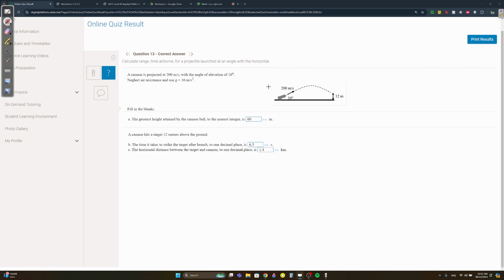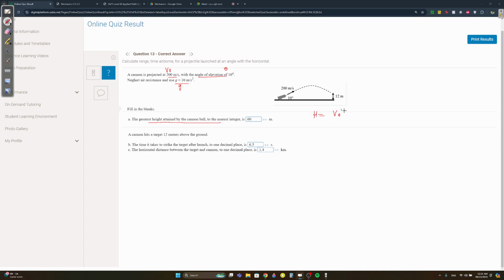Okay, this is the famous cannon question in projectile motion. It's in the book, it's in every past paper. They always like to get this cannon question or some sort of shooting something. These questions are very easy because everything's given to you. Okay, a cannon is projected at 200 meters per second, we know it. Angle of 10 degrees, theta. Neglect air resistance and use g equals 10. So we have g.